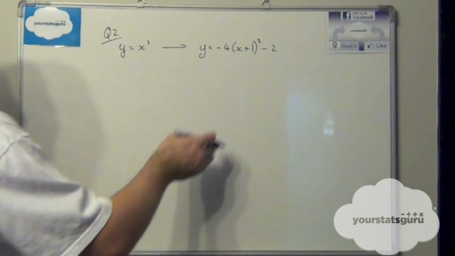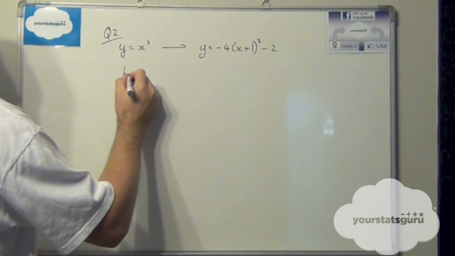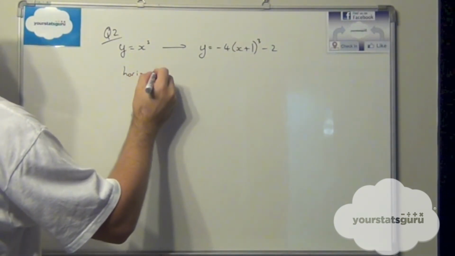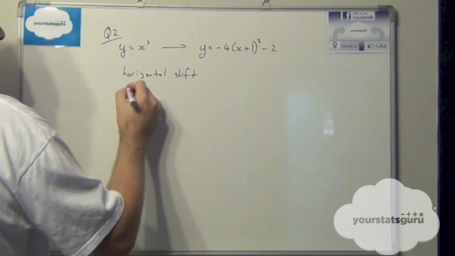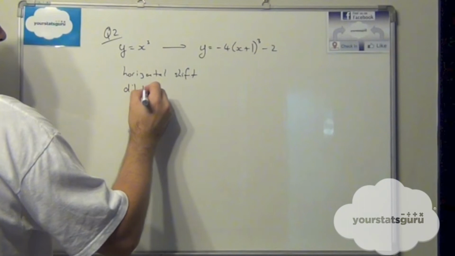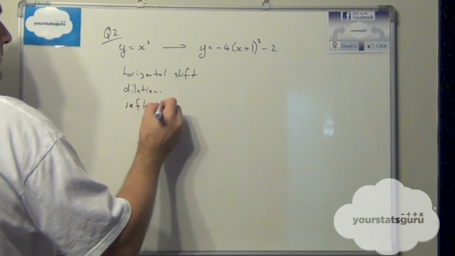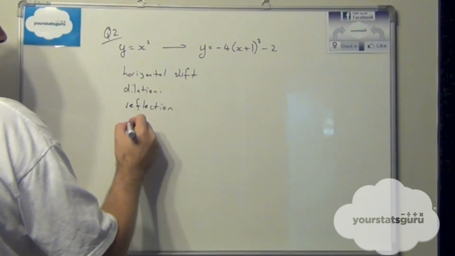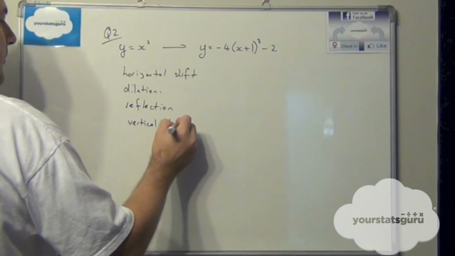Well, clearly if we use BODMAS, what this tells us is that we first of all have a horizontal shift, then we have a dilation, then we have a reflection, and then we have a vertical shift.